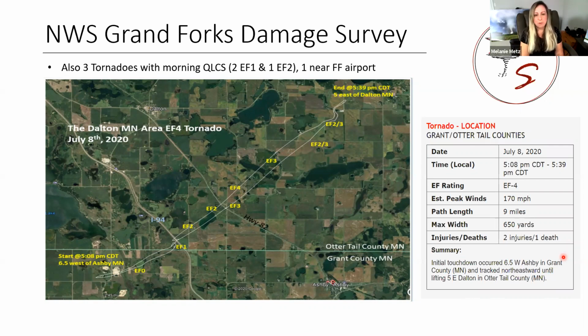I'll be talking about this portion also, if you want to take a look at your computer for a second. So yeah, to get started, this was the damage path, the official survey from the National Weather Service of the tornado that passed between Dalton and Ashby, Minnesota. As you can see from it, hopefully you're watching this on your computer instead of your cell phone, but if you are looking at a small view, you might not be able to see the details here.